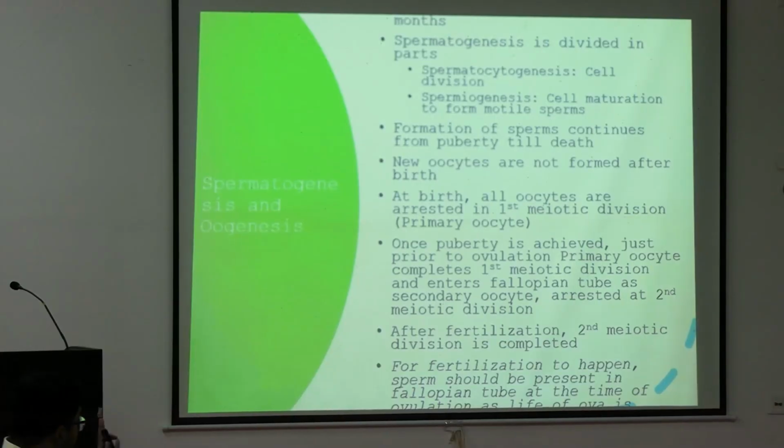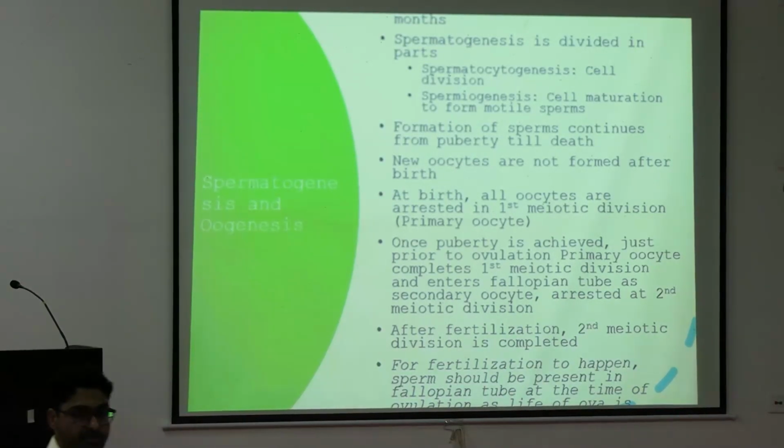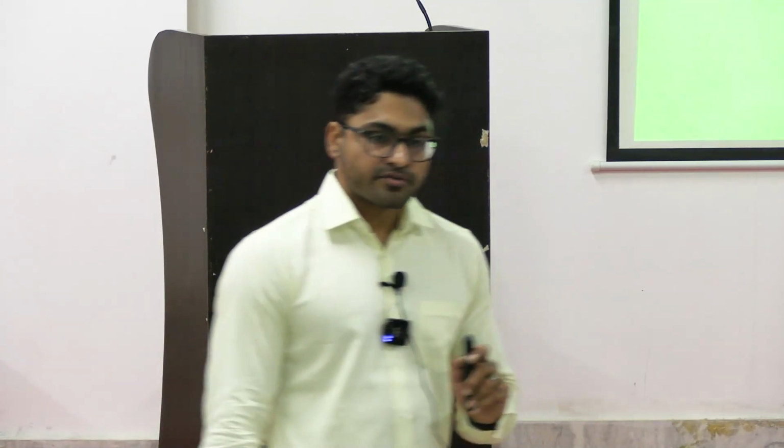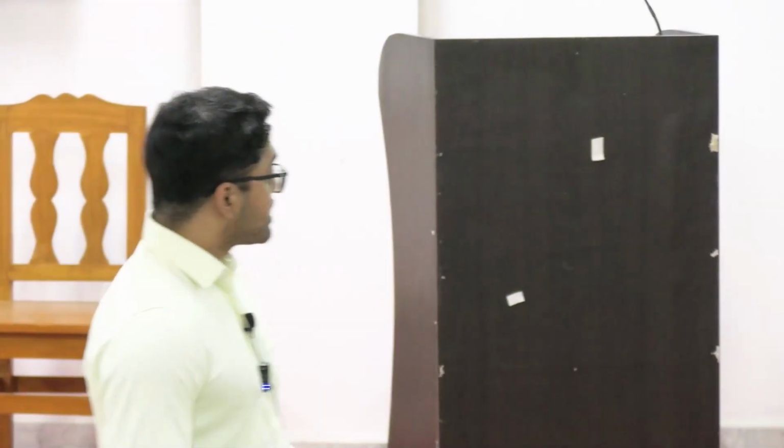The formation of sperm starts at puberty. Remember that it is not forming while the baby is still in uterus. It happens at puberty and it continues till death. As far as females are concerned, new oocytes are not formed after birth. At birth, all oocytes are arrested in the first meiotic phase. All the oocytes. So a lady is born with primary oocytes only. Right? There is no further formation of new oocytes.